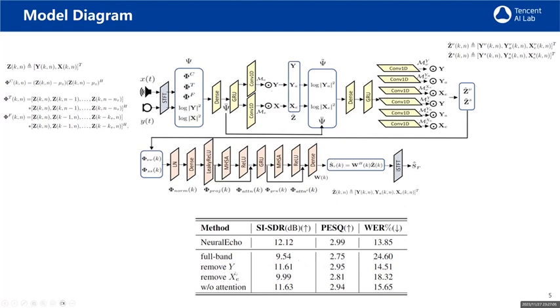Second is by removing the Y from the 3 channels, just using the YA and the XE. We see that performance is slightly degraded. The third one is by removing the XE from the 3 channels, and just using the Y and YA in the following computation. We see that performance drops a lot.